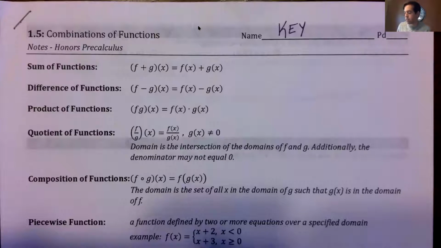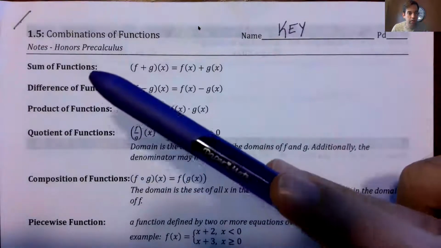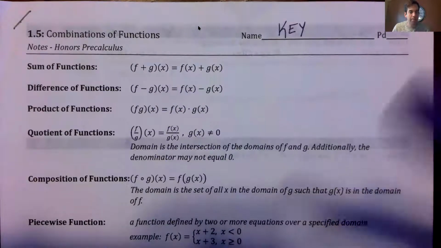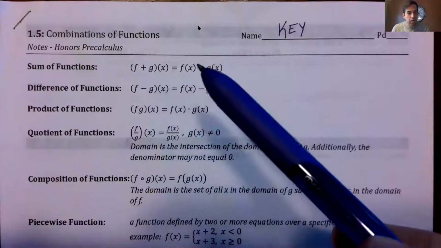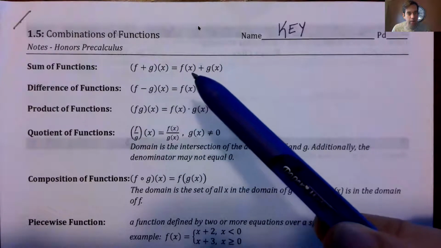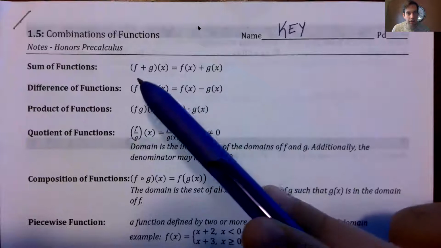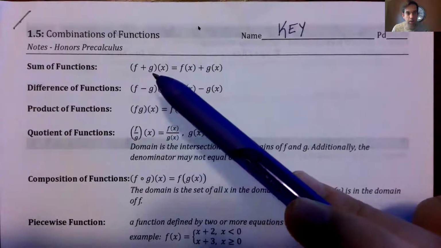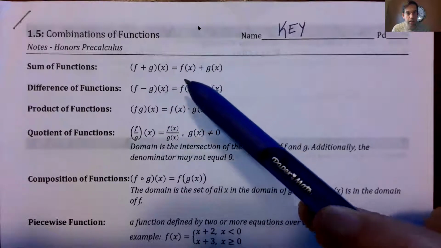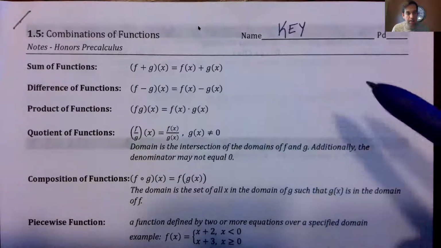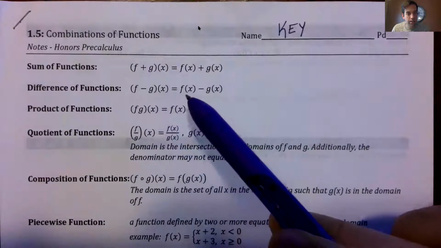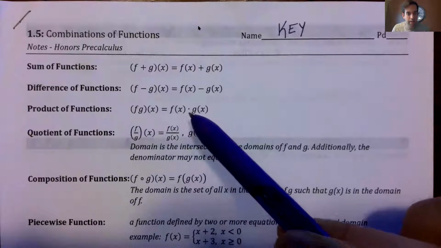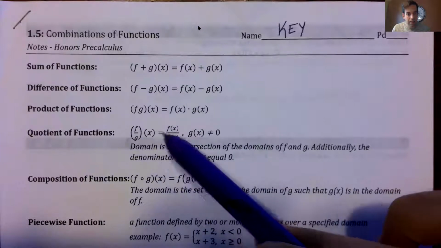1.5, combinations of functions. We're going to start with sum, difference, product, and quotient, which of course mean add, subtract, multiply, and divide. And the only thing that might be new is that if we have two functions that we're adding together, a notation for that, a shortcut way of writing it, is like this. If you have f plus g of x, it translates to f of x plus g of x. That's the same thing. If we have f minus g of x, that's f of x minus g of x. If we have f times g of x, it's f of x times g of x. And like this would mean divide.